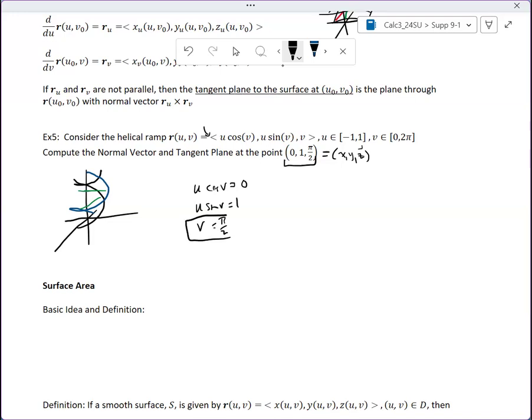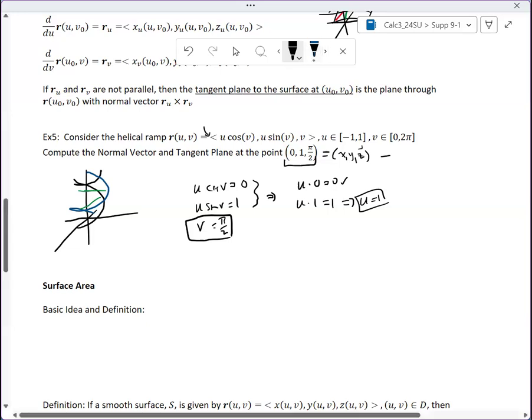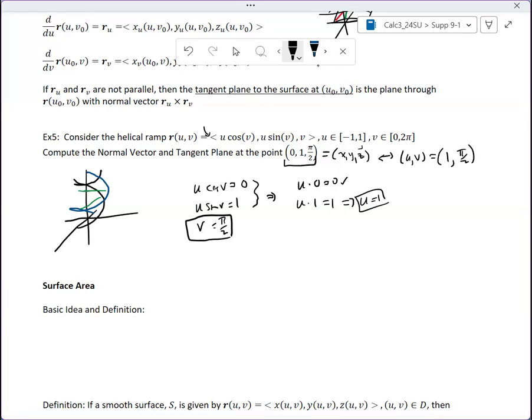Well, this gives us right away that v has to be pi over 2. So then these two tell me, well, cos of pi over 2 is 0. Well, that's vacuously true. And sine pi over 2 is 1. So this tells me u has to be 1. So this xyz coordinate is equivalent to (u, v) equals (1, pi over 2).